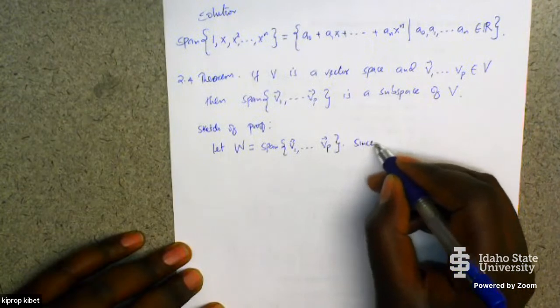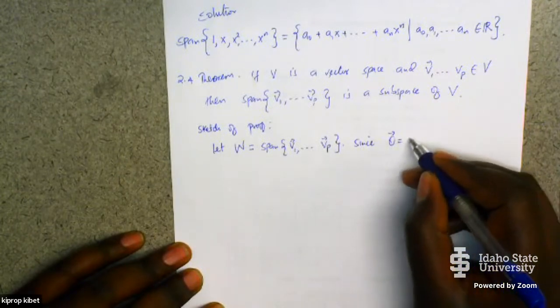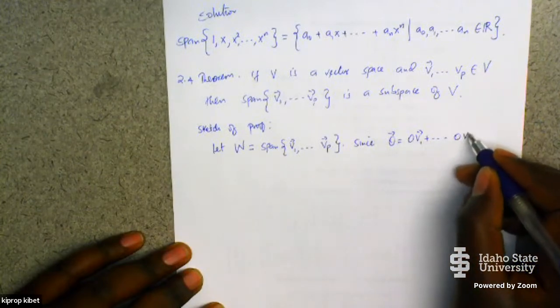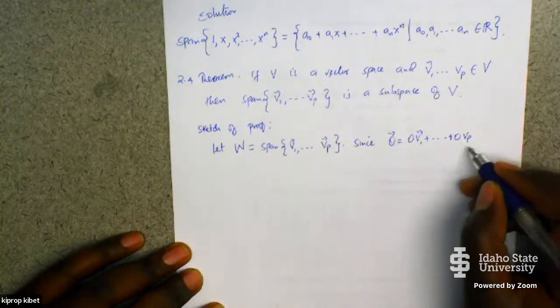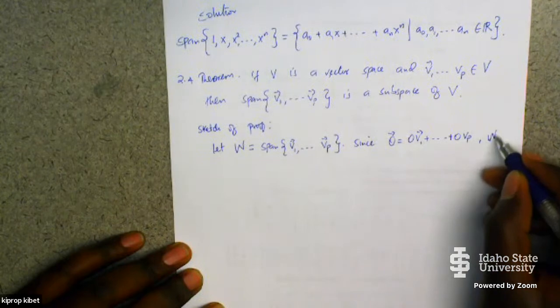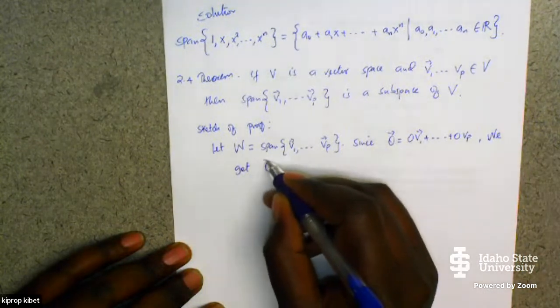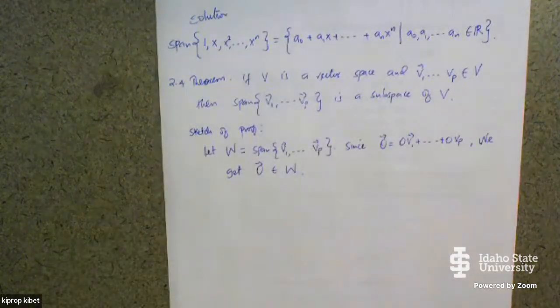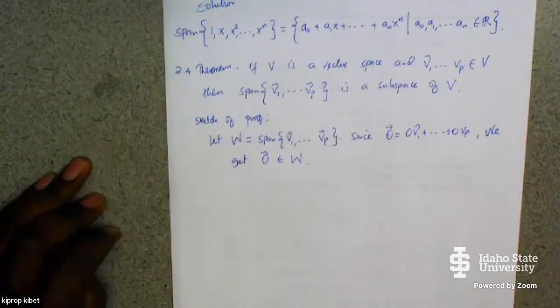Now, since the 0 vector is equal to 0 V1 plus all the way to 0 VP, then we get 0 as an element of what? An element of W, since it is satisfying. So we still get the 0 vector. When you multiply, that is the linear combination. 0 is a linear combination of the 0 vectors there. So it's still in W. So that is the first subspace test.